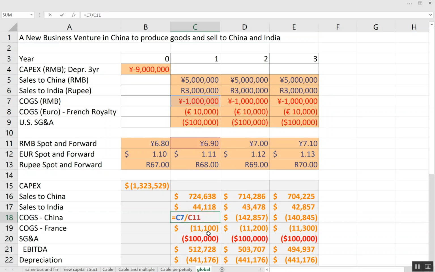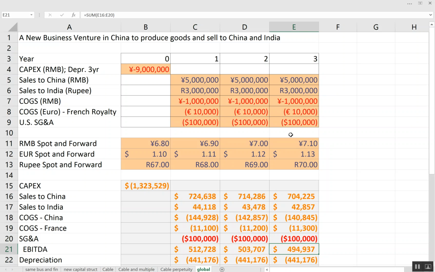I then have some Chinese costs in yuan. I'll convert those to dollars. And say I'm using some technology and I have to pay some royalty to a French firm in euro. In that case, I have 10,000 euro expenses a year. I'll convert those by multiplying by the forward dollar per euro exchange rates. And then lastly, I'll manage this out of the States and have some SG&A expenses, selling and general administrative expenses. I'll leave those in dollars. So that gives me an EBITDA of summing all that up in dollars.